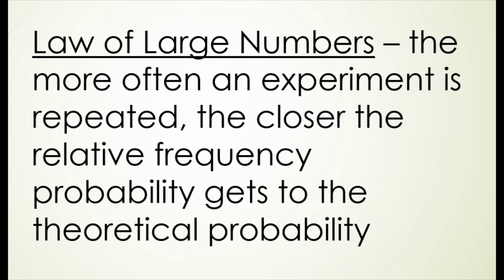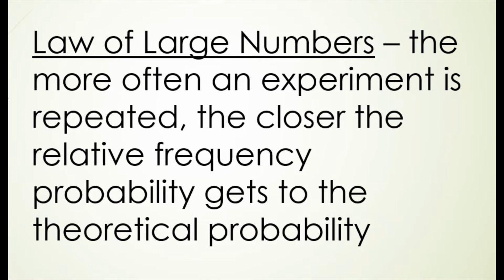So, for example, if I want to know the probability of getting heads if I toss a coin, well, the theoretical probability is pretty straightforward. There's one way that the event can occur, I get a heads, and out of two possible outcomes, a heads or a tails. So the theoretical probability is 1 divided by 2, or 0.5.